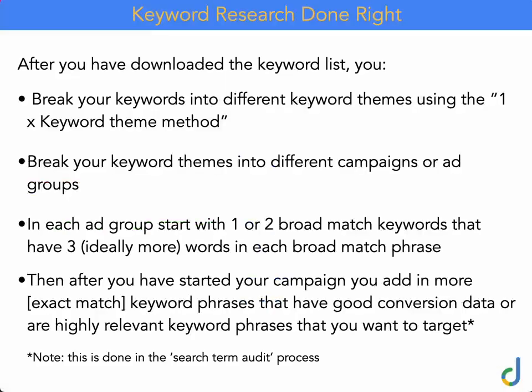So then after you've downloaded the keyword list, you need to break your keywords into different keyword themes using the one keyword theme method, which I'm going to show you about very soon. And then from there, you break your different keyword themes into different campaigns or ad groups. So you're firstly grouping the keywords together, then you're grouping them into either ad groups or campaigns. Remembering, each ad group will start with 1 or 2 broad match keywords that have 3, ideally more words in each broad match phrase. Because remember, after you have started your campaign, you add in more exact match keyword phrases that have good conversion data. And as I said, we're going to be showing you this in the optimization lesson.